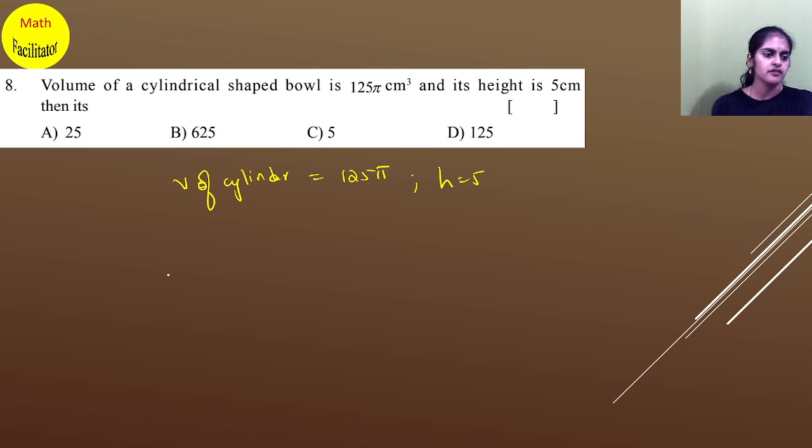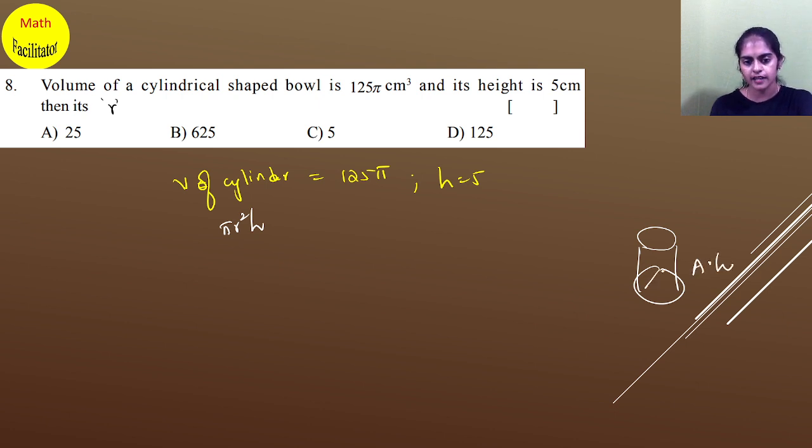Then you have to find... the question is incomplete here. I think it has to be radius. Okay, let's see. Volume of a cylinder is pi r square h. Cylinder is this shape. So volume, how will you get? Area of the base into height. Area of the base is pi r square, into height h. So this is given as 125 pi.